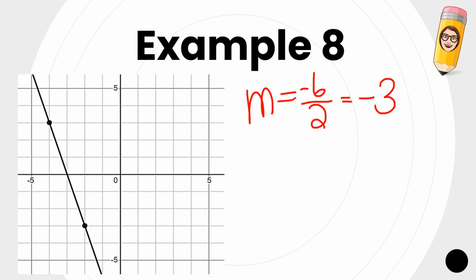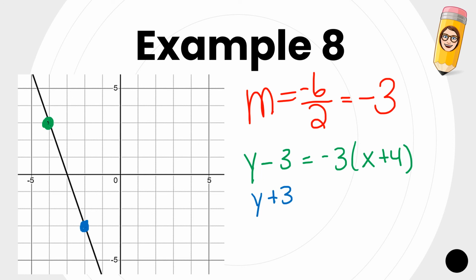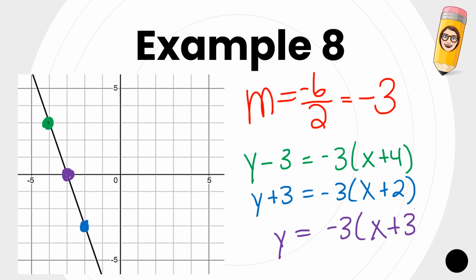All right, I'm going to write based on color. Let's say I started here. This would be y minus 3 equals negative 3 parentheses x plus 4. Let's say you use the blue dot. That would be y plus 3 equals negative 3 parentheses x plus 2. Let's say you saw this intersection in purple. That would be y equals negative 3 x plus 3. There's no y because my y value is 0, so I didn't write plus 0.